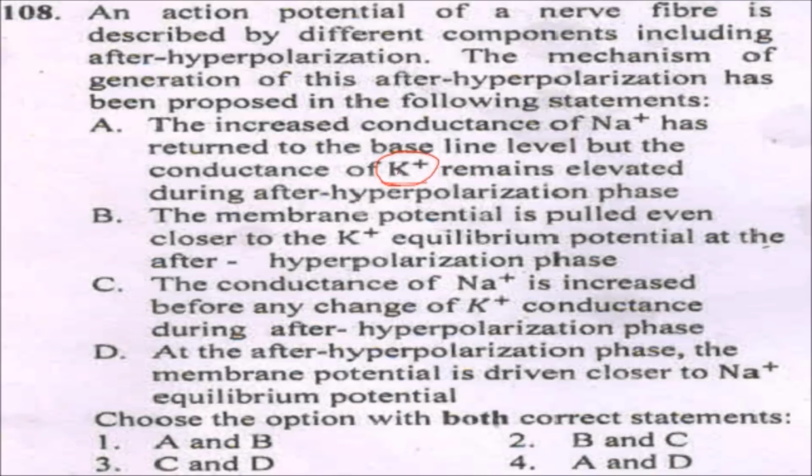So the statement here, let me read it out. The increased conductance of sodium ion has returned to the baseline level, but the conductance of potassium ion remains elevated. It will obviously be there because the affinity for potassium ion is more. Next statement: the membrane potential is pulled even closer to the potassium ion equilibrium potential at the after hyperpolarization phase. Obviously it will be there.